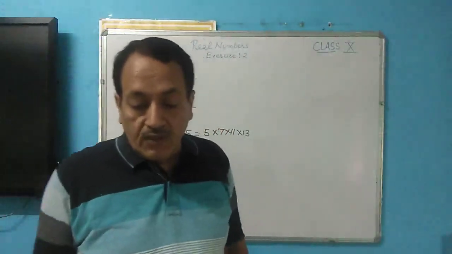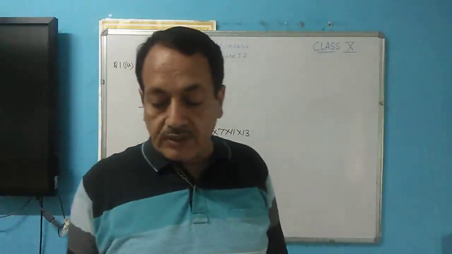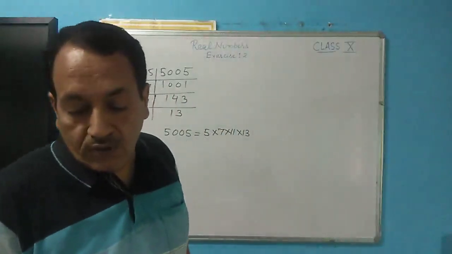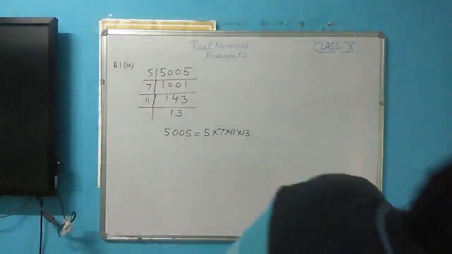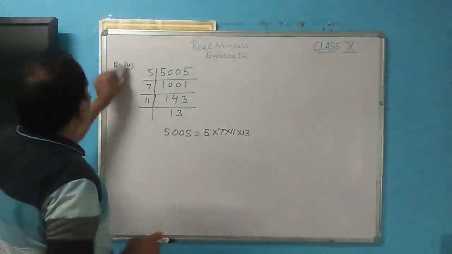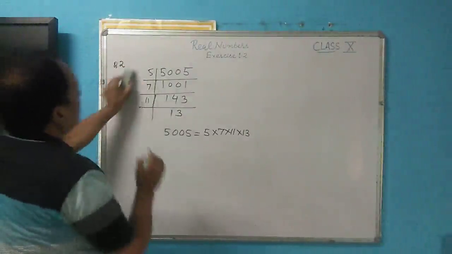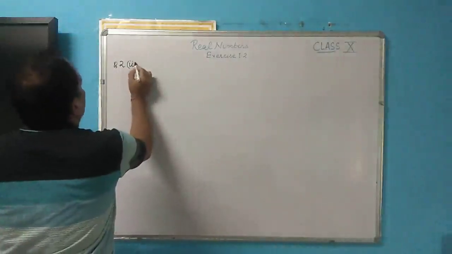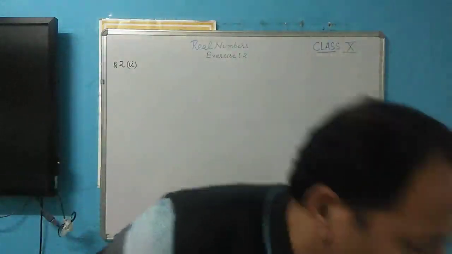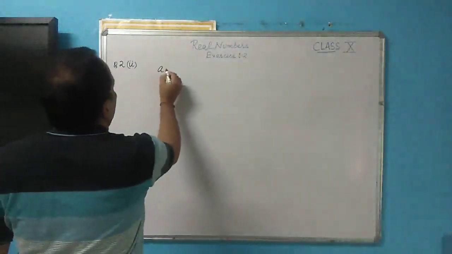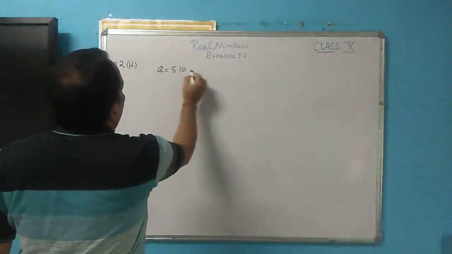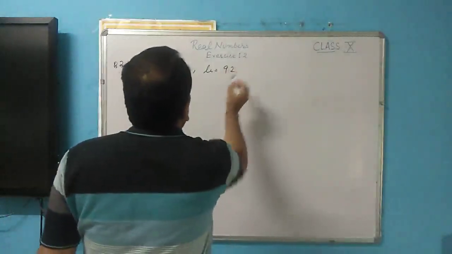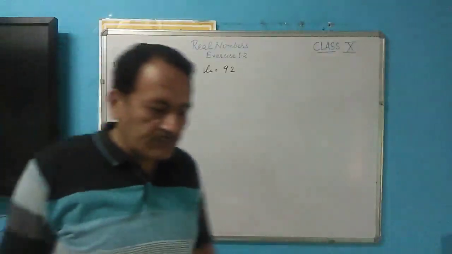Now the second question: find the LCM and HCF of the following pairs of integers, and verify the formula LCM into HCF is equal to the product of the numbers. I am taking the second part of this question. So the two numbers are, let A equal 510 and B equal 92. We have to verify the relationship.